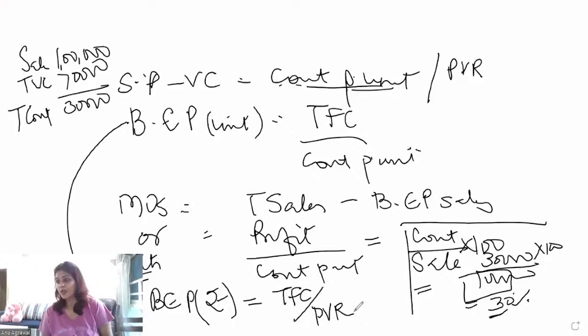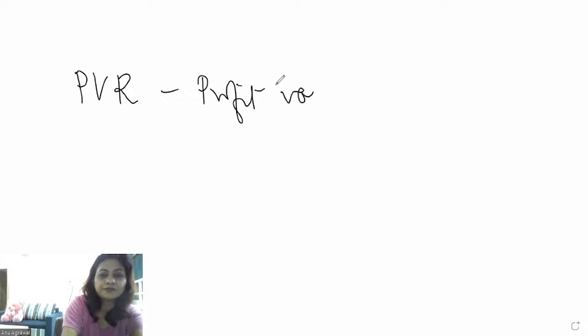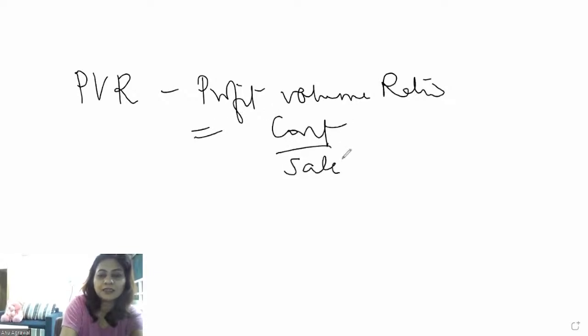Yes, sir. Now this is the list of formulas you can say. So PVR, or profit volume ratio, is nothing but contribution divided by sales into 100.